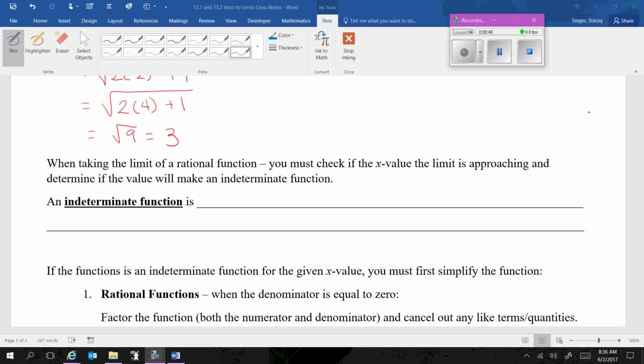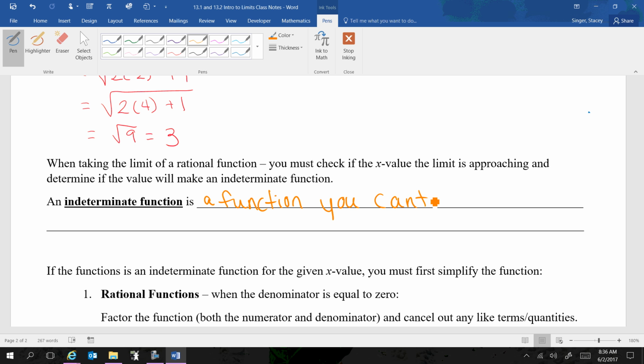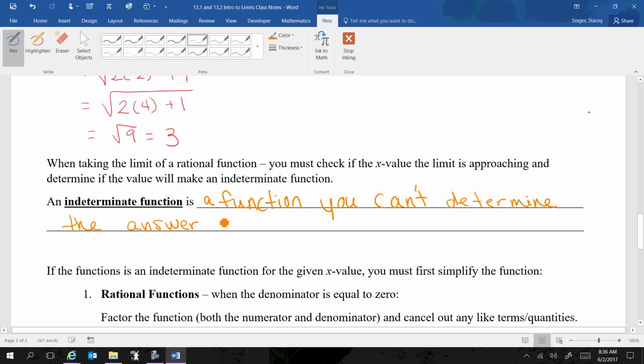Anyways, so an indeterminate function is a function that you can't determine the answer to. Usually that means the function's undefined.